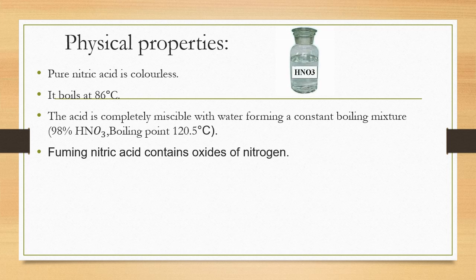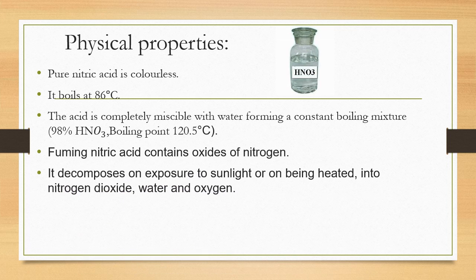The fuming nitric acid contains oxides of nitrogen. And this fuming nitric acid can be red fuming nitric acid or white fuming nitric acid. The red fuming nitric acid has 90% nitric acid, but it will have a high content of NO2. But the white fuming nitric acid has nearly 98 to 99% nitric acid. A very small amount, somewhat 0.5% of nitrogen dioxide, will be present. So that is about the fuming nitric acid.